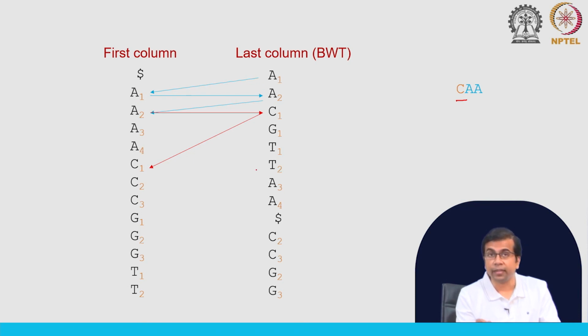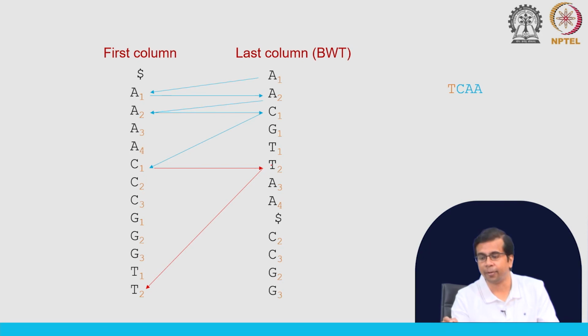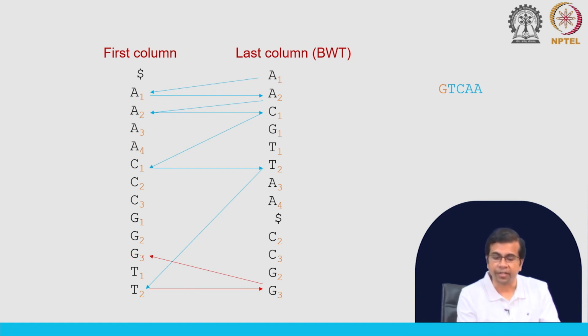And then for this C, this T is mapped. This T occurs before this C, so we have added this T to the reference sequence that we are building. And for this T, we can see this G will be before this T, and we have added G now to the reference sequence. Then we again use the last-first mapping here. So this G3 corresponds to this G3 here, and we can continue this process.